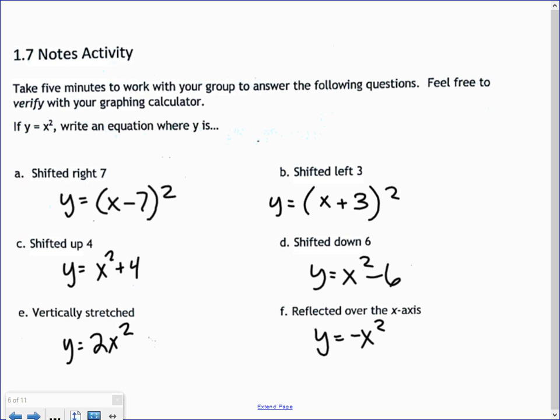To vertically stretch, I didn't tell you what factor. You can have any number greater than 1. So you could have y equals 3x squared, y equals 10x squared. Any number greater than 1 is going to be a vertical stretch, and reflect over the x-axis is y equals negative x squared. How'd you do on those? Pretty good? We even put 2. Oh, nice. Yeah, that's a common one. Okay, so now we're gonna fill out the bottom half there.